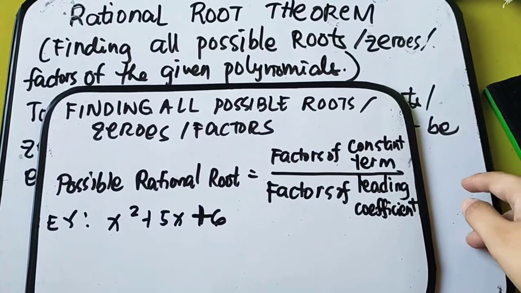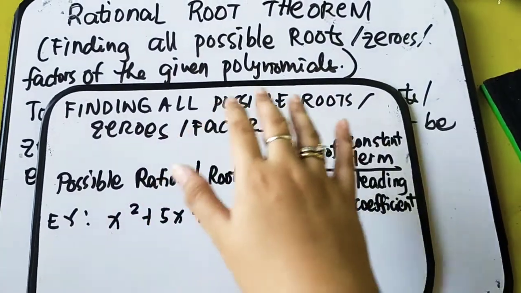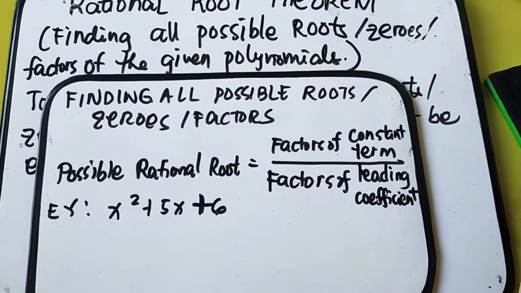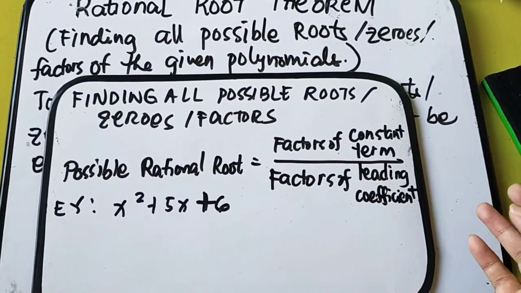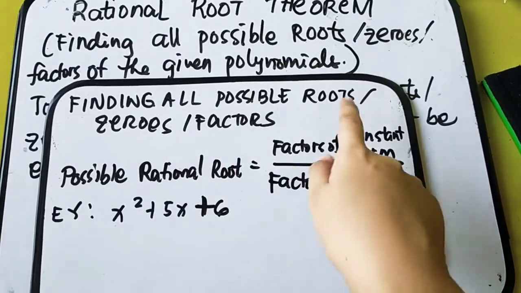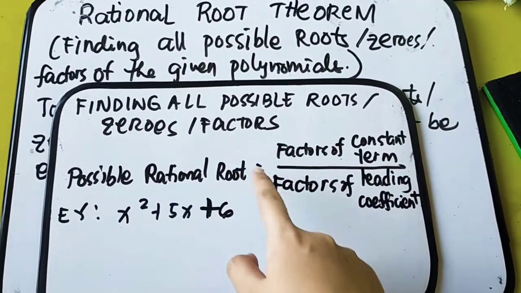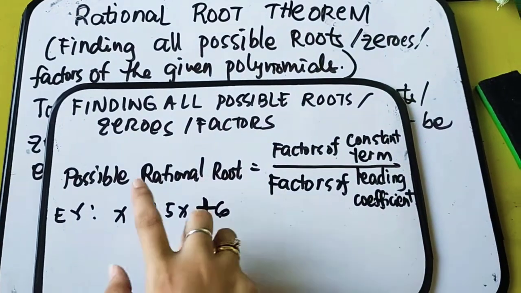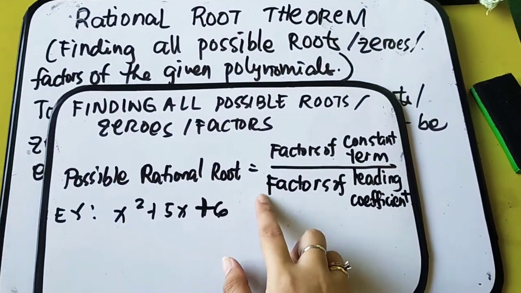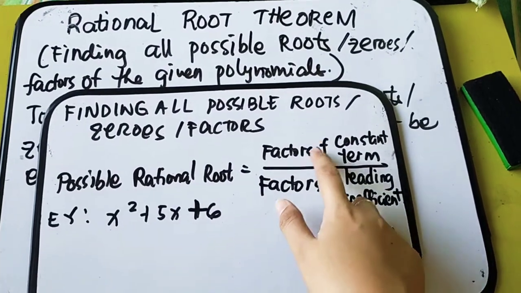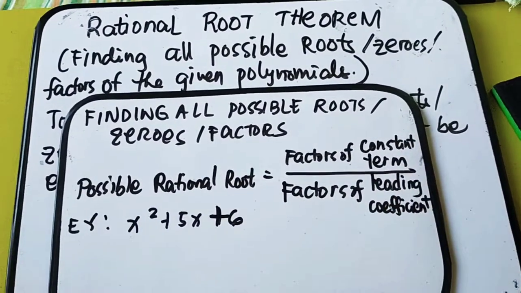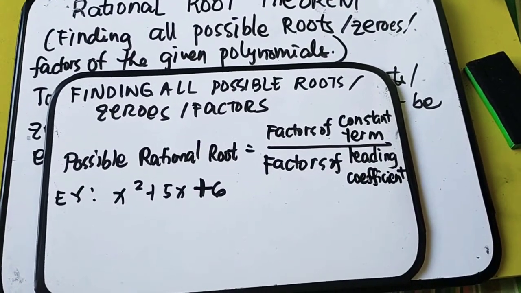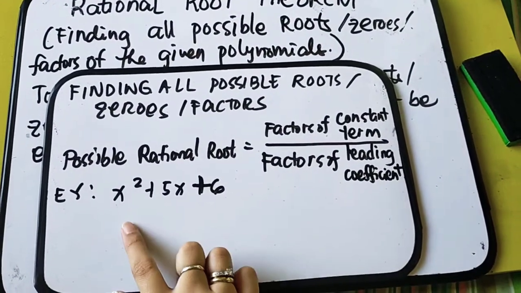Okay? So this time, we are going to find all the possible. Meaning, possible lang. Hindi pa siya yung pinakasagot. Okay? So for us to find all the possible roots, zeros, or factors, we are going to use the rational root theorem. So here's the formula for the possible rational root. It is equal to the factors of the constant term divided by the factors of the leading coefficient. Alright? So let us have an example.